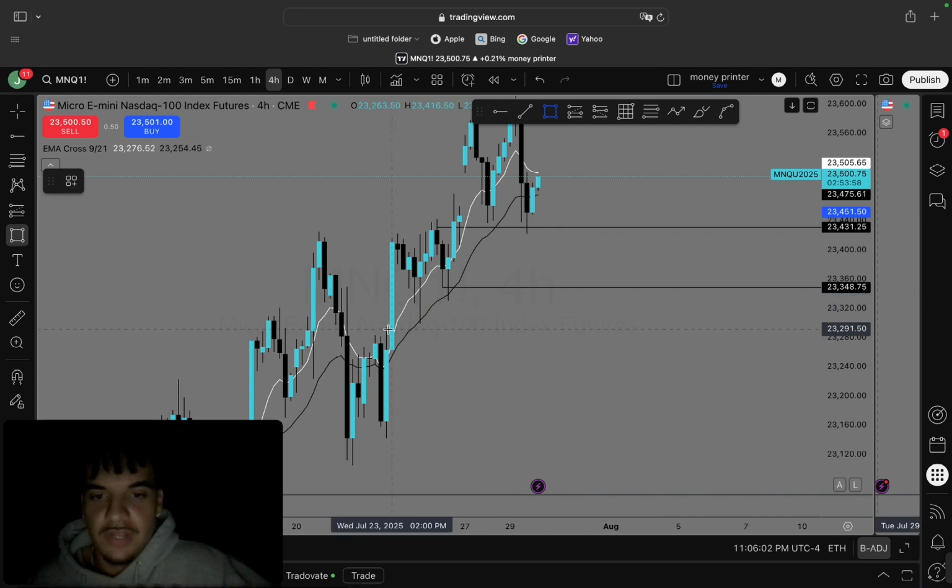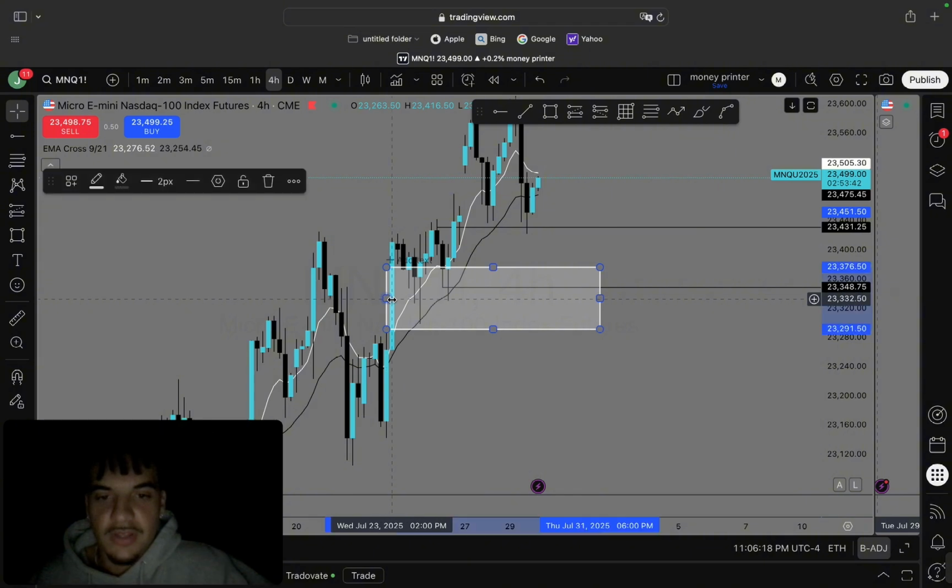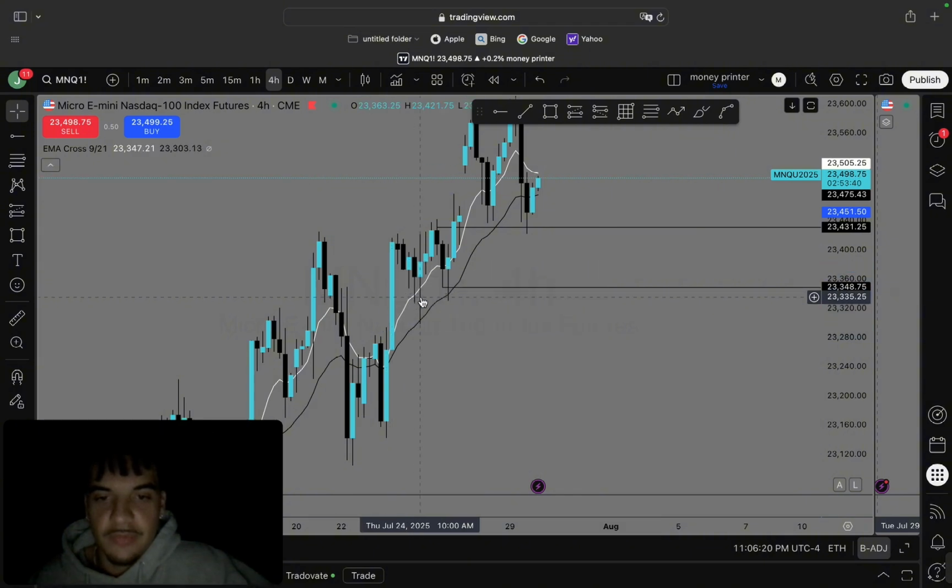We're kind of sitting in this imbalance here. We are respecting consequent encroachment. We have not had a candle body closure below, so that is a bullish sign. So I'd probably be, again, looking for upside here, just due to the daily time frame telling us bullish, as well as we're sitting in this imbalance. We're respecting consequent encroachment, and so I'd probably be looking for upside here.